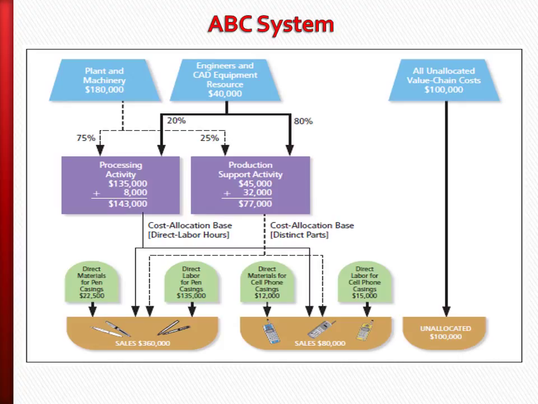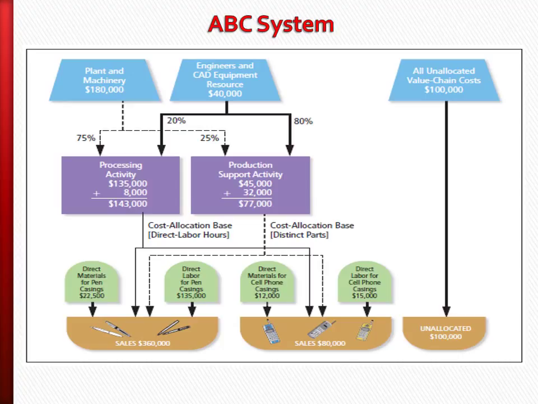Processing activity is the actual activities involved in processing a product, taking raw materials, direct labor, turning it into a final product. Production support activities are activities that take place in and around the production environment. They support the production of the items, but are not directly part of the process.